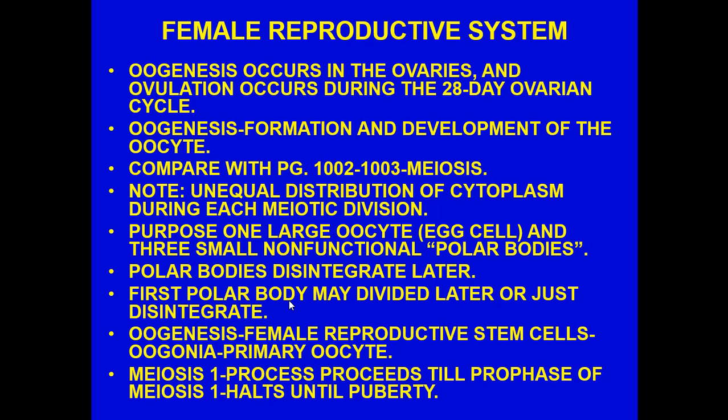Fine. You and I have 23 pairs of chromosomes. In a sperm or an egg, it would have only 23 chromosomes, period. But you have the 23 meet up with the 23, the egg meets with the sperm, and now you have a fertilized egg, which we would call a zygote, and that has 46 chromosomes. Okay? Now, oogenesis occurs in the ovaries. Ovulation occurs during that 28-day ovarian cycle. We'll talk a little bit about that in a little bit. The term oogenesis is the formation and development of the oocyte.